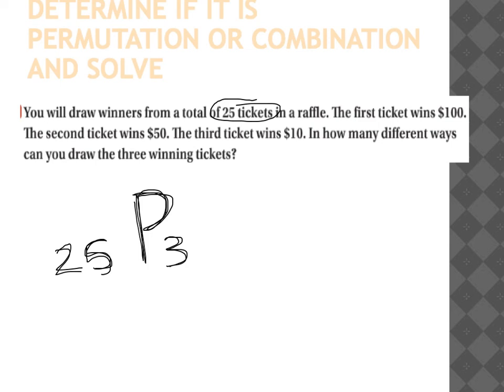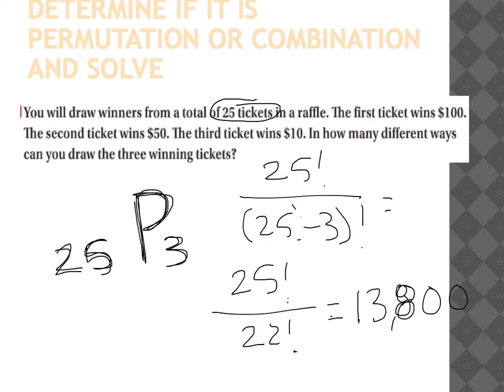Again, I want you to pause the video and come up with your answer. How many ways can you choose the winners? There would be 13,800 different ways you can choose the winners.